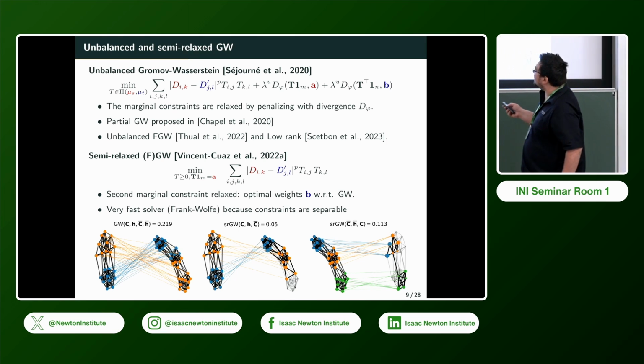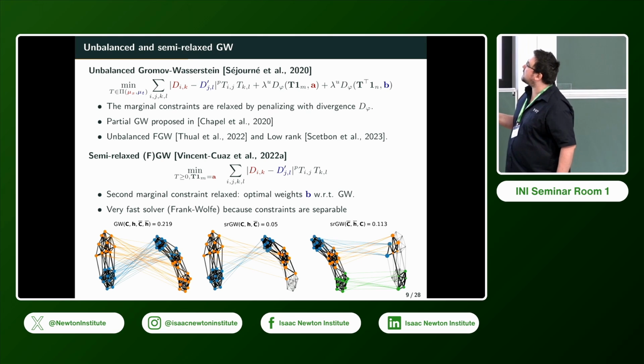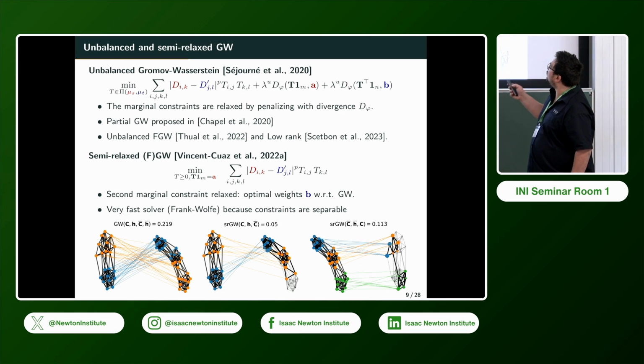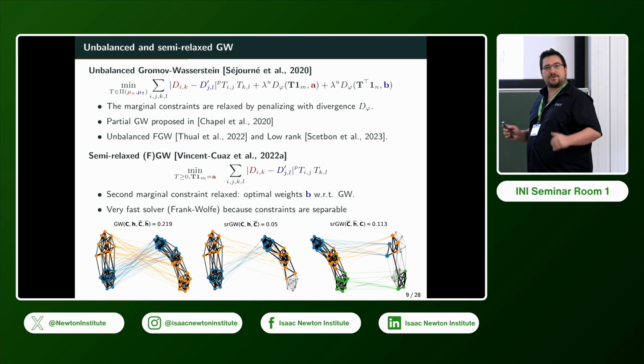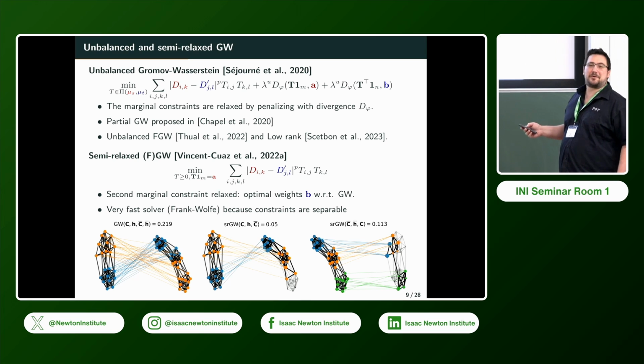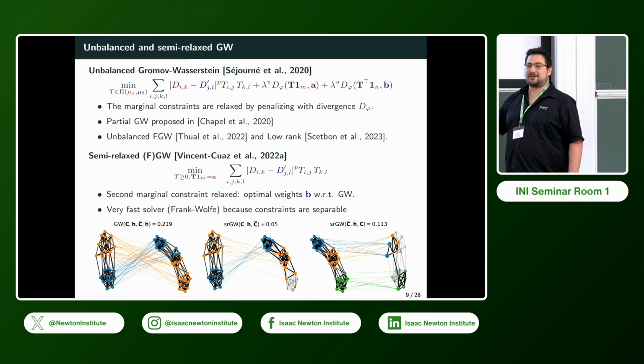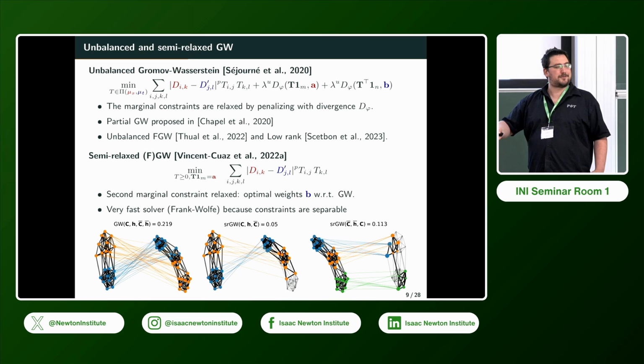And so you can go the extreme way. So this is something we did with an ex-PhD student, Cédric Vincent-Cuaz, where instead of using this where you have lambda, you go the extreme way where you respect exactly the weights, the constraints on the left, and you totally relax on the right, which basically corresponds to reweighting the graph on the right. Okay, so you do Gromov, but you optimize with respect to the weights of the graph on the right.